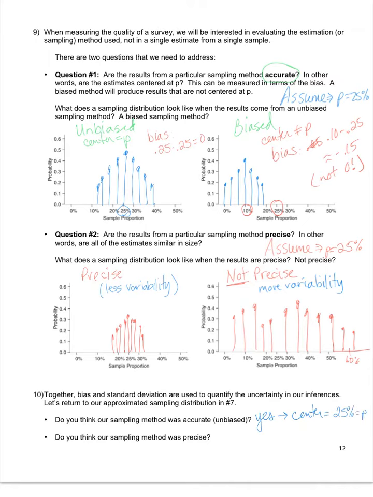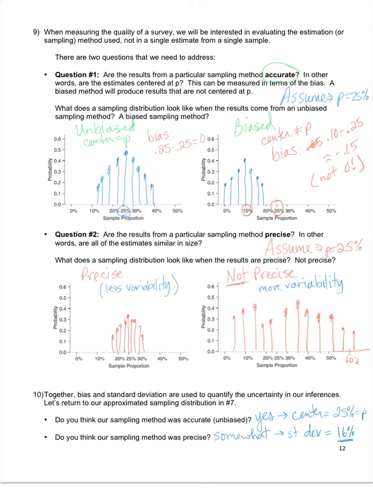And do you think our sampling method was precise? This one's a little harder to answer, so let's say that it was somewhat precise. Our standard deviation was about 16%. Okay, so no P hat was more than 25 percentage points from P. Since this is our first example, we don't know if that's pretty big or pretty small. And we'll have a better idea of that as we go.